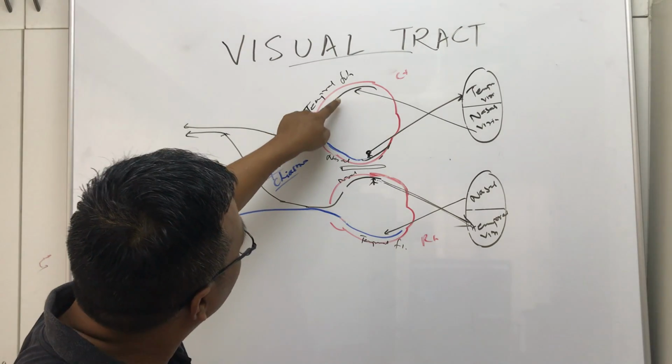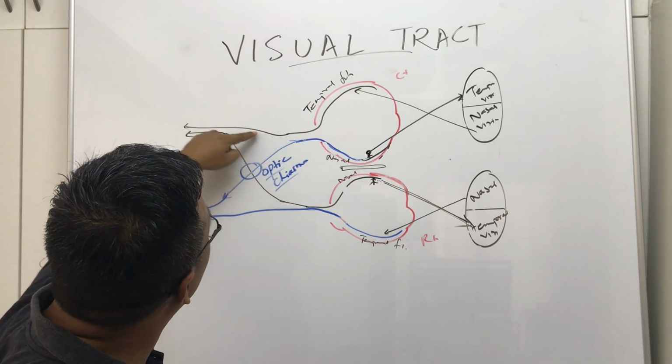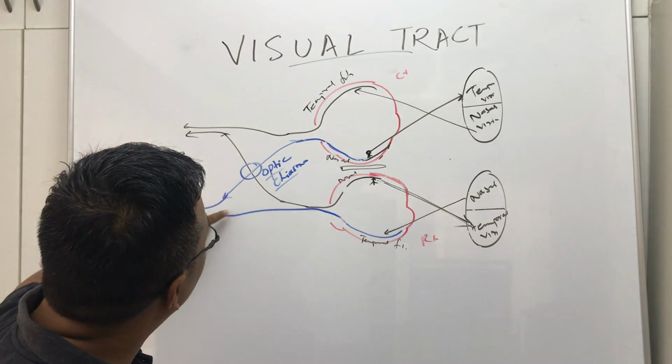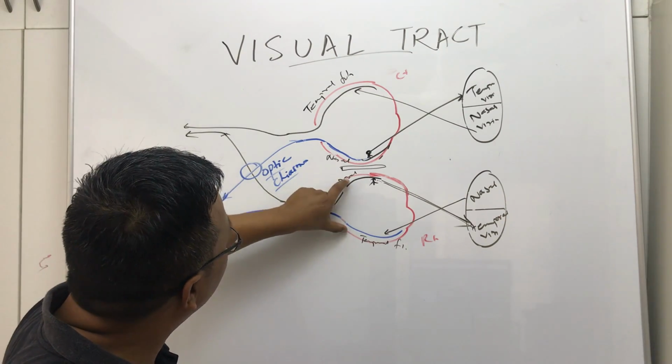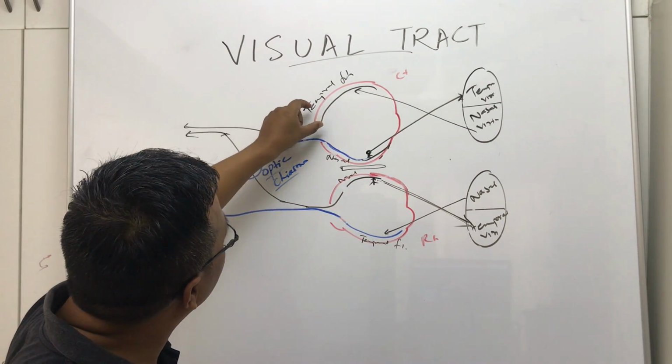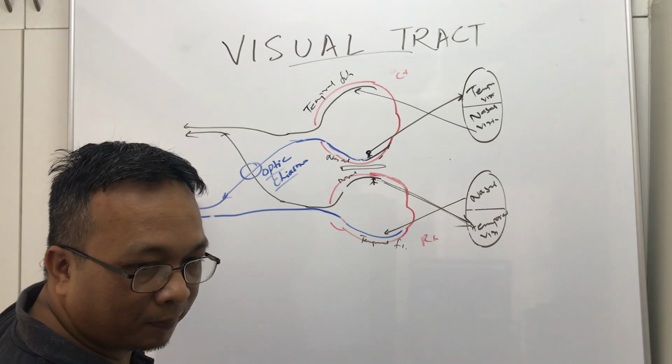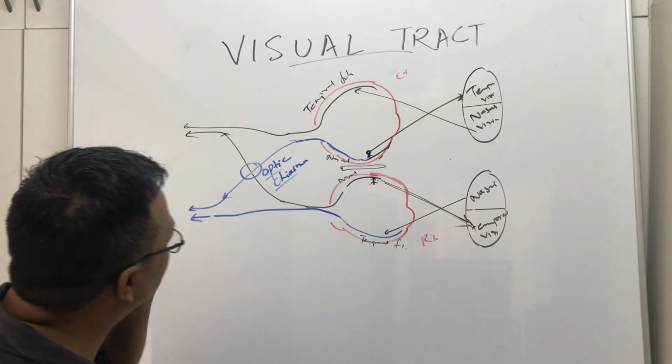If you look at the fibers, the temporal fibers just go in the same direction. But the nasal fibers from the right eye go to the left side, and the left nasal fibers go to the right side. So I hope it is clear now.